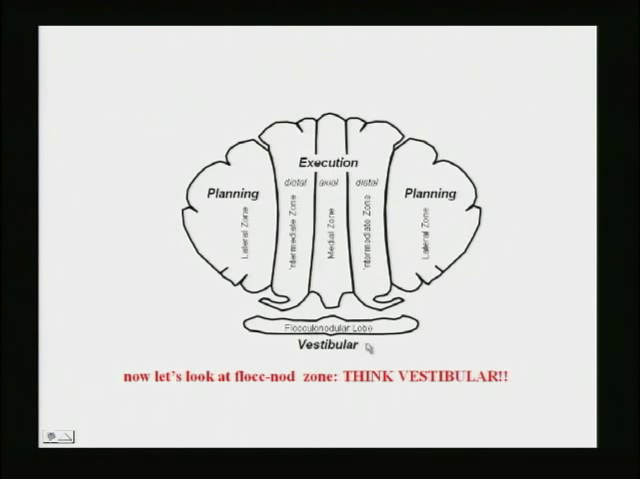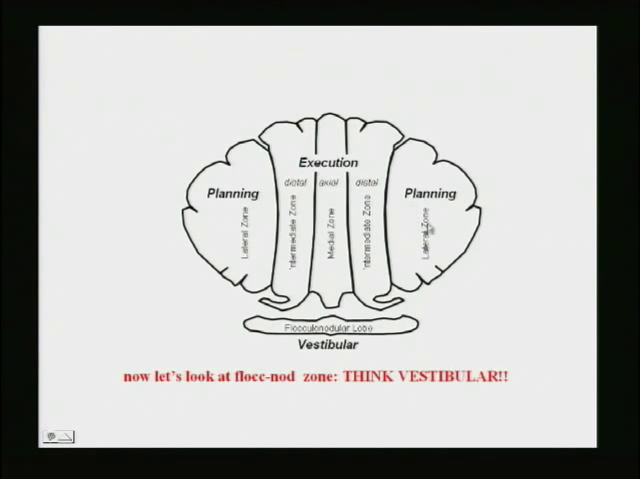Now let's look at the flocculonodular lobe. Now here, as I made a note here, you got to think vestibular. It's getting vestibular input, and it's a little bit different because the deep cerebellar nuclei of the flocculonodular lobe are the vestibular nuclei. So this is a little bit different, okay? Keep in mind now that the inputs to the flocculonodular lobe are vestibular, and then you got a Purkinje cell sitting in here that's going to go to a deep nucleus that is the vestibular.